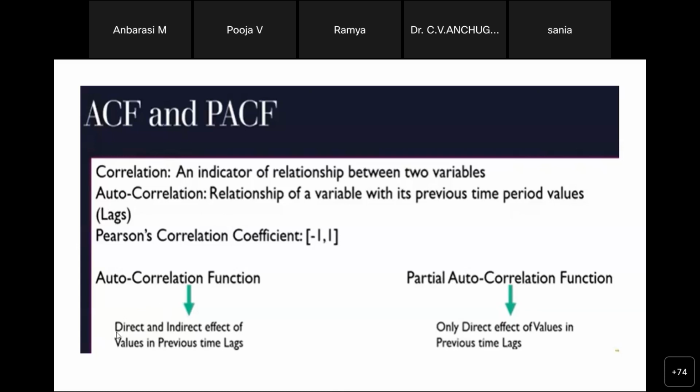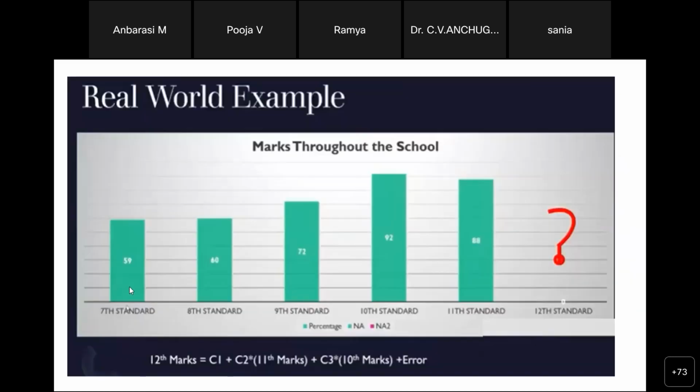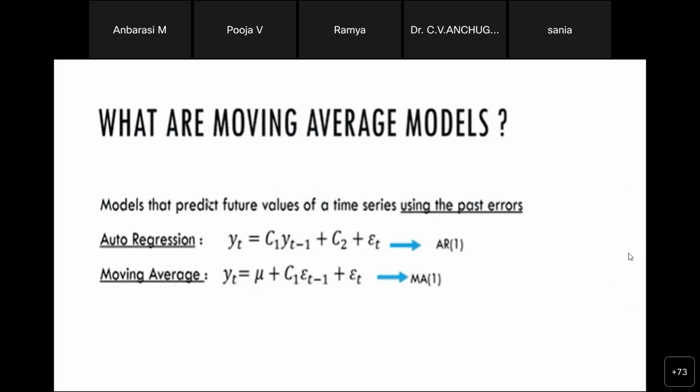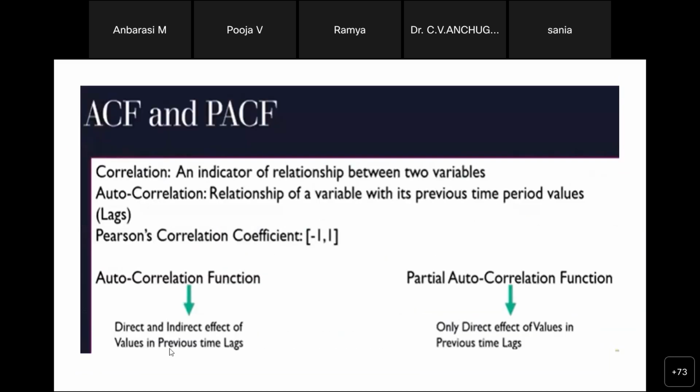They will be using the direct and the indirect effect of the values in the previous time lags. So suppose if I want to predict the 12th mark, sometimes they will be considering the 7th, 9th, 11th marks also. Based on that also they are able to predict the 12th mark. Okay, so that is what we can call the autocorrelation function. There you will have the direct or indirect effect of the values in the previous time lags also being considered.